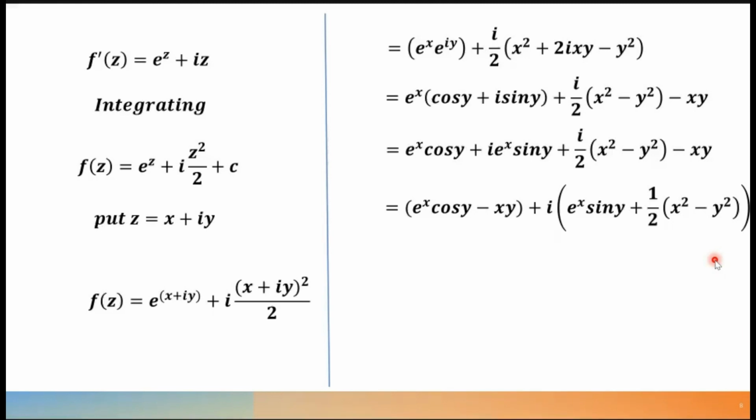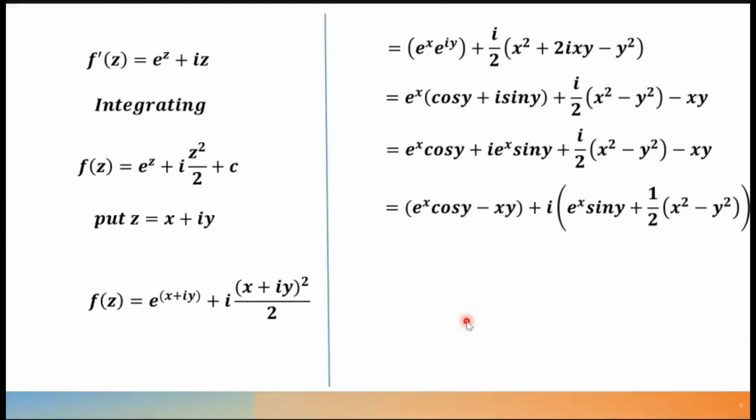Okay, Tejas, you are saying that e raised to x into sin y you have written, right? You have missed out that sin y. Plus is not there, no? You are multiplying that e raised to x, correct, right, someone? E raised to x sin y plus half into x square minus y square, yes.